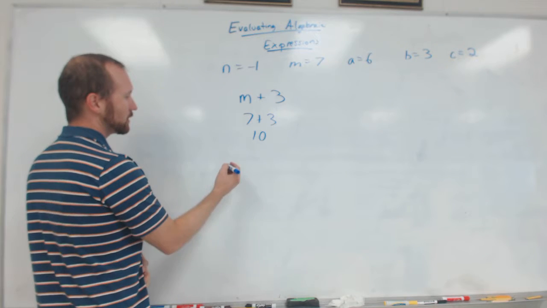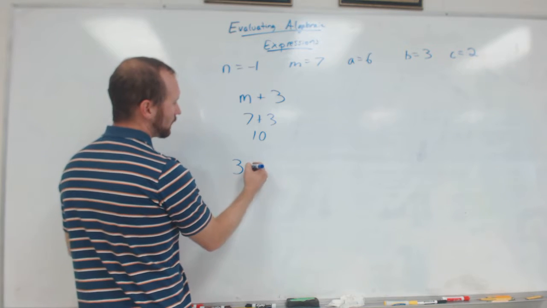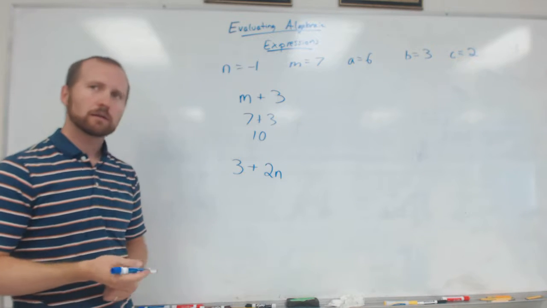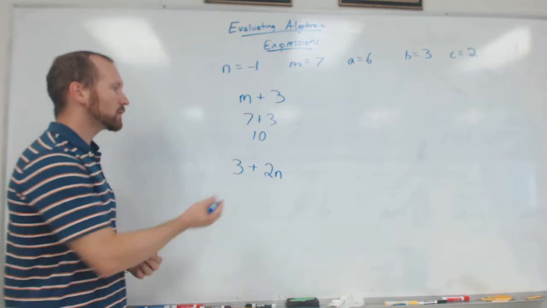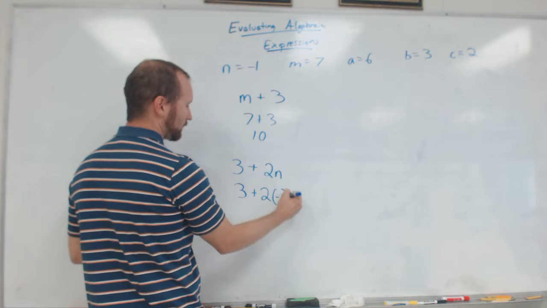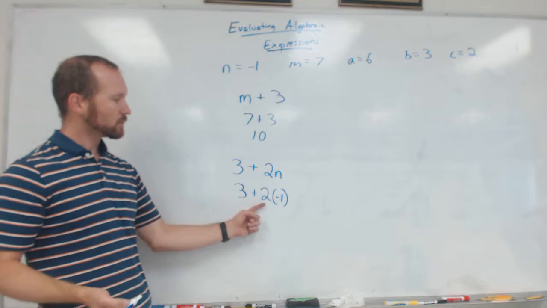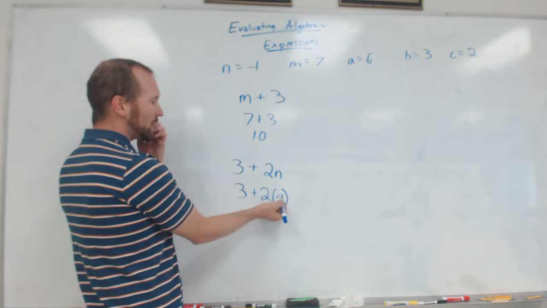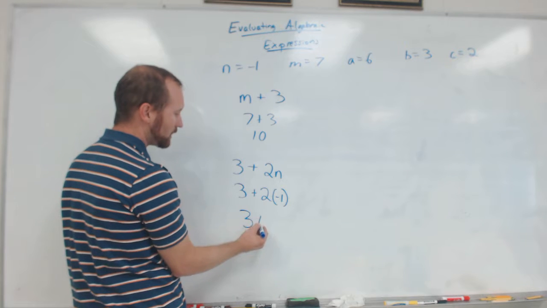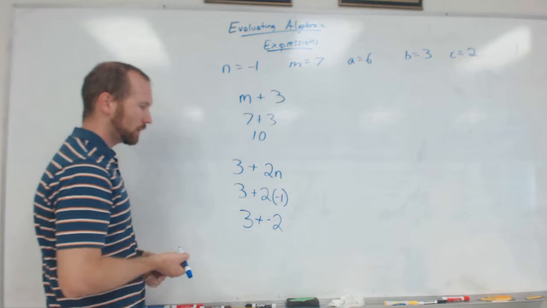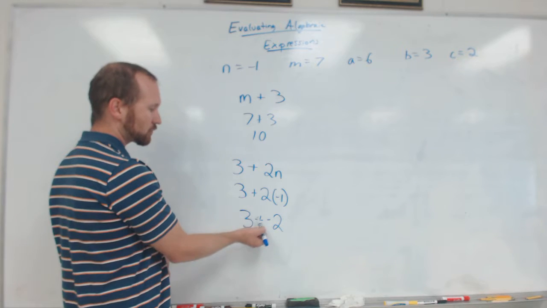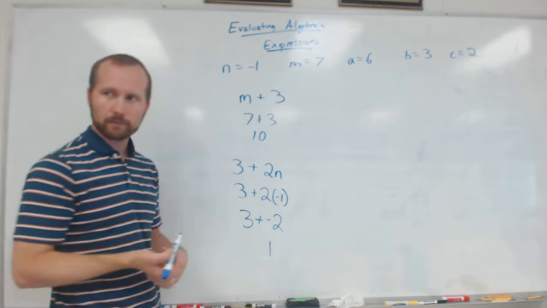Okay, what if I had one that's a little more complicated? 3 plus 2n. 3 plus 2 times negative 1. Okay, so the n is negative 1. I'm going to multiply first. 2 times negative 1 is what? Negative 2. So I've got 3 plus negative 2, which is what? Take away 3, take away 2 is 1. So it's the same thing as 3 minus 2, which is just 1.